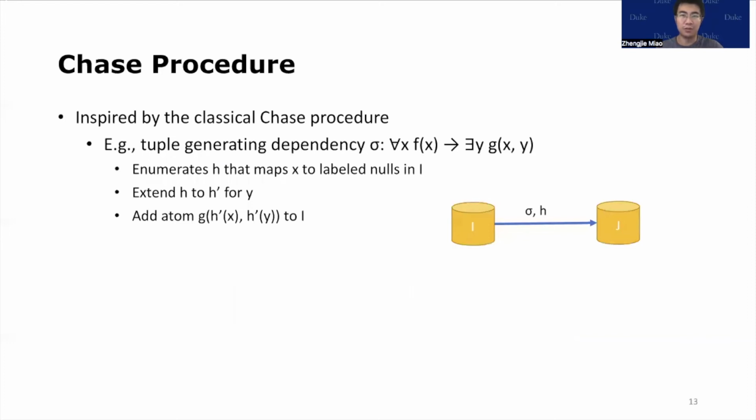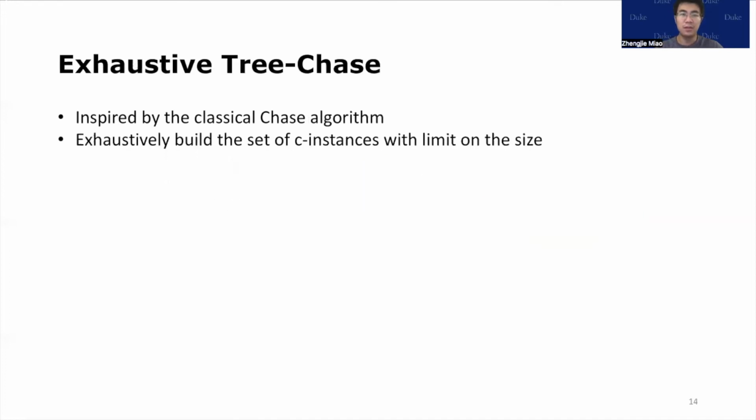Now we will show how to compute an exhaustive set of satisfying instances inspired by the classical chase procedure in data exchange, which transforms instances under a different schema given constraints, like this tuple generating dependency. Each chase step would enumerate a mapping edge from the variables in the dependency to label nonce in the current instance, and add the atom under the new mapping to build a new instance. Our procedure would generalize the constraints to DRC queries.